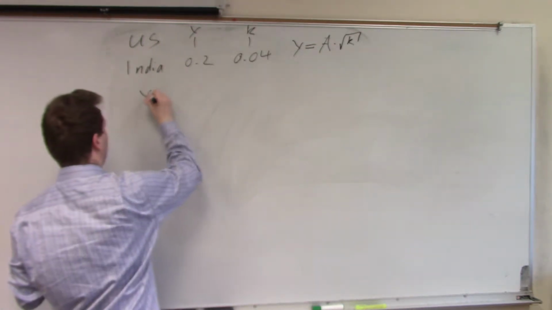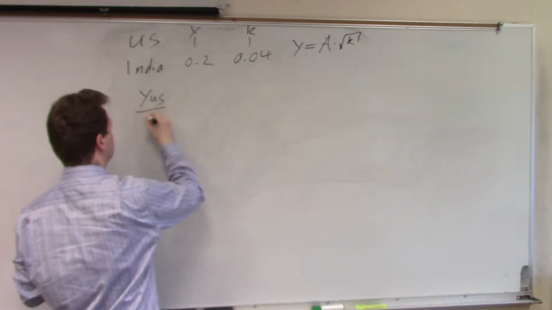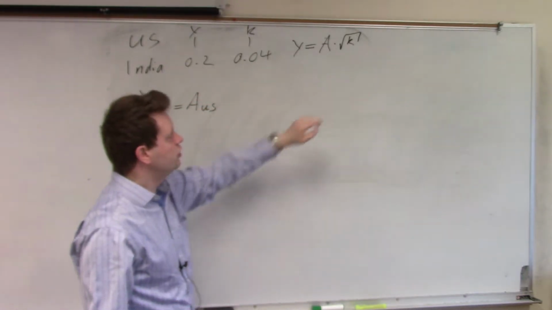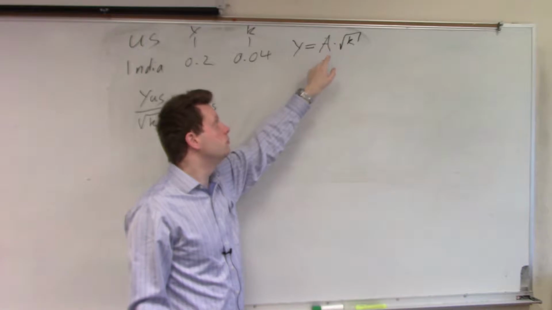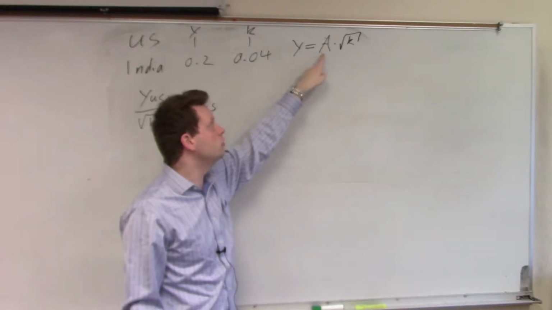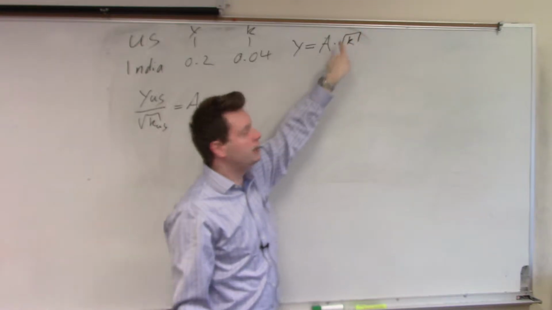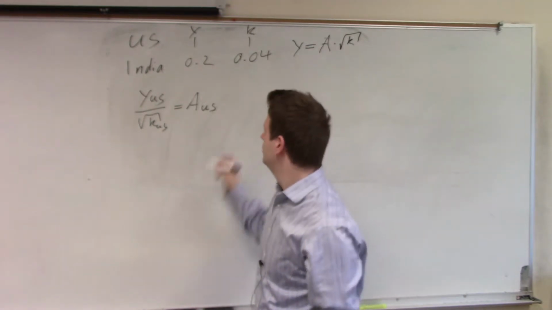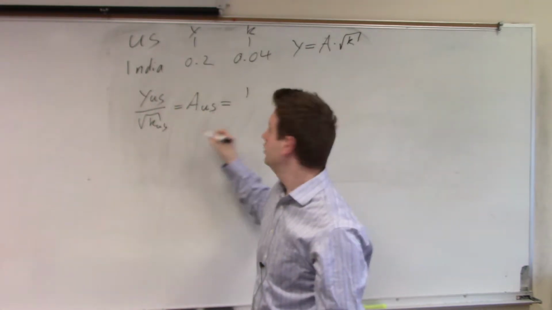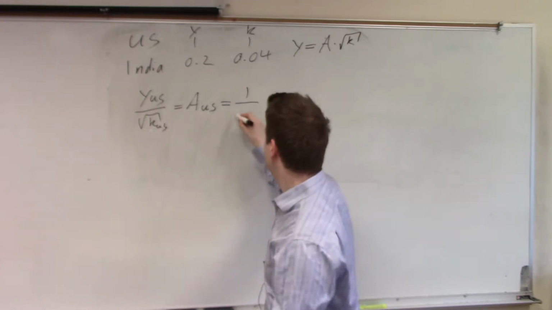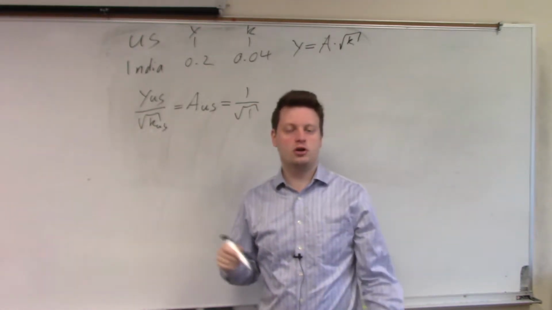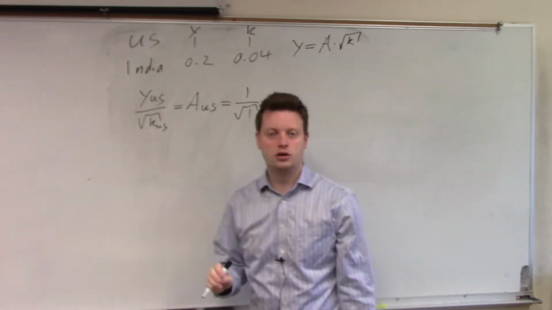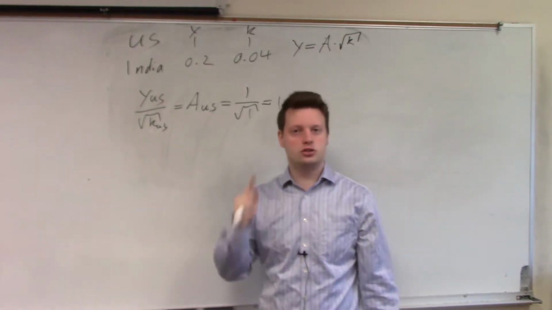Let's start with Y_US over square root of K_US must be equal to A_US. So this productivity number, let's call A productivity, must be equal to output divided by the square root of capital K. And we can calculate that. Well, we know that output is 1. We know capital is 1, so square root of 1. But square root of 1 is just 1. So we get 1/1 equals 1. So productivity A in the US is just 1.